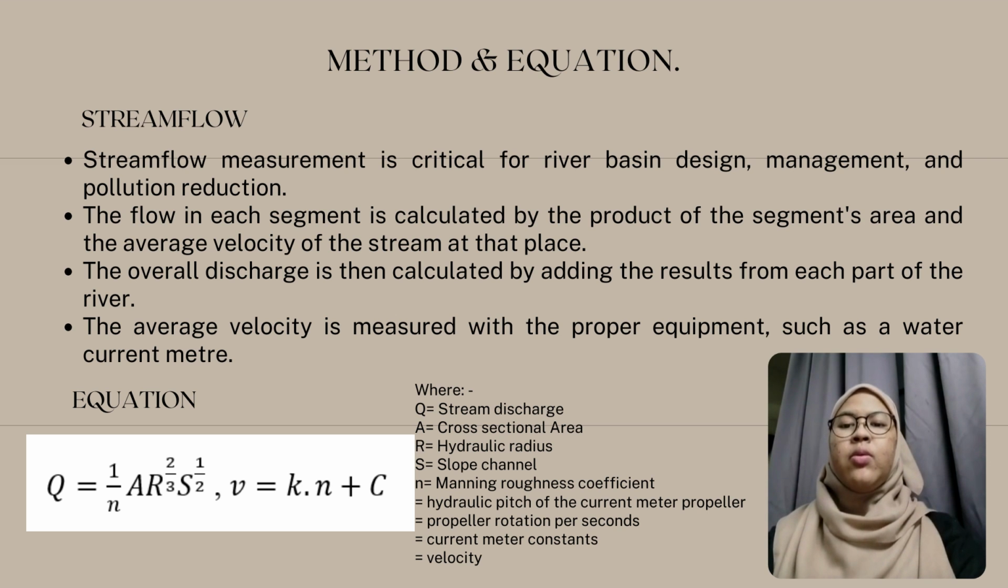So in conclusion, the water current meter is used for stream flow. The equation used is stream discharge equals 1 over the Manning roughness coefficient, times cross-section area, times hydraulic radius, times slope of channel.